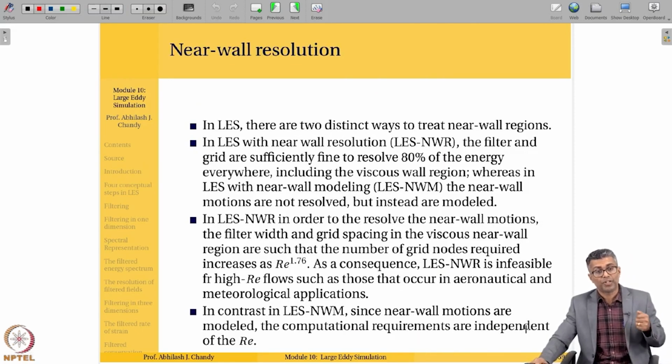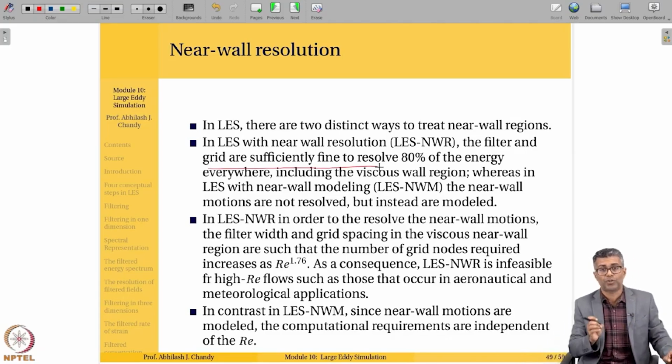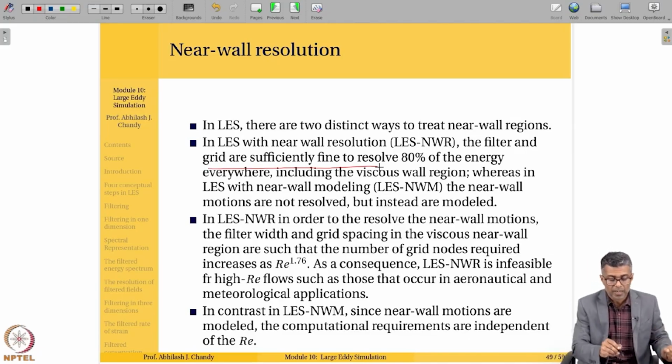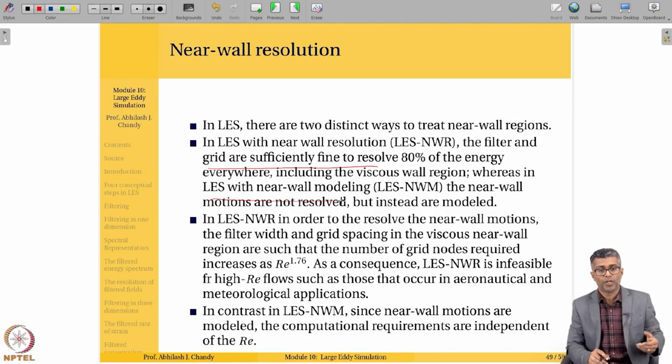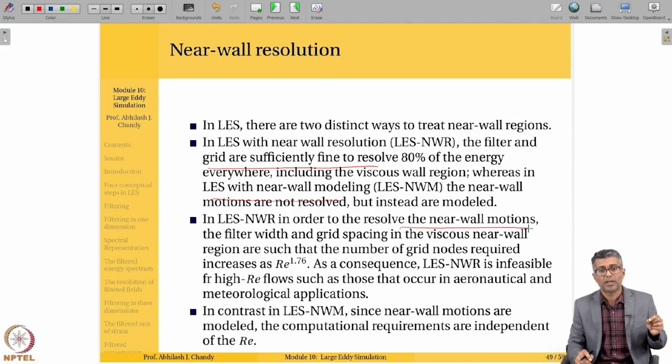Some additional discussion about near-wall resolution. In LES, there are two ways to treat near-wall regions. One is actually resolving the gradients near the wall. We call that near-wall resolution, or NWR. In this case, the filter and grid are sufficiently fine to resolve 80% of the energy everywhere, including the viscous wall region, whereas in LES with near-wall modeling, which we call NWM, the near-wall motions are not resolved but instead are modeled. So in LES NWR, in order to resolve the near-wall motions, the filter width and grid spacing are such that the number of grid nodes required would scale as Re to the 1.76.